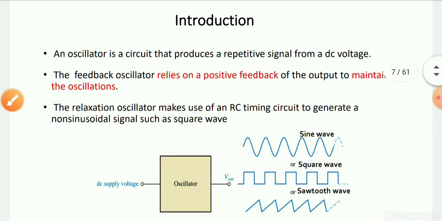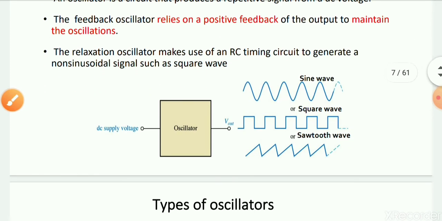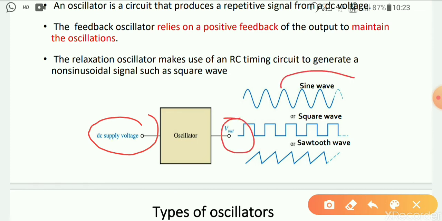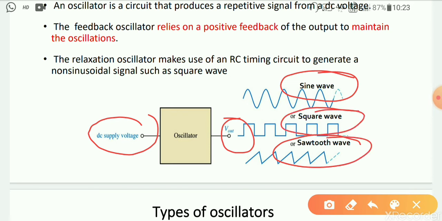So if you look at the oscillator, you can see that DC supply is used as an input, and you get the AC one. It may be sinusoidal, sawtooth, square wave, whatever. If it is not in the form of sinusoidal, like a square wave, that is the relaxation oscillator, and that time the RC timing circuit is so important.